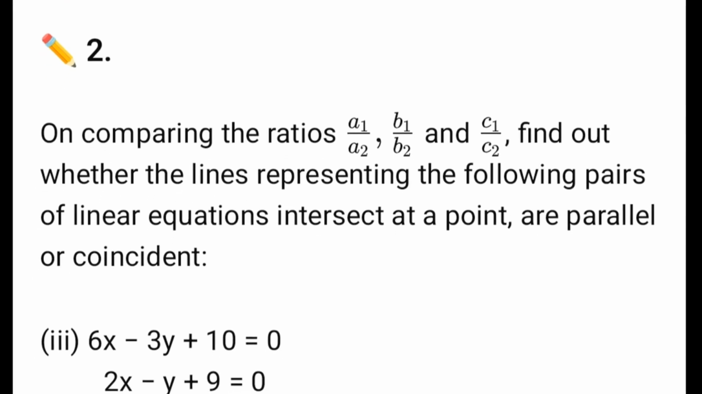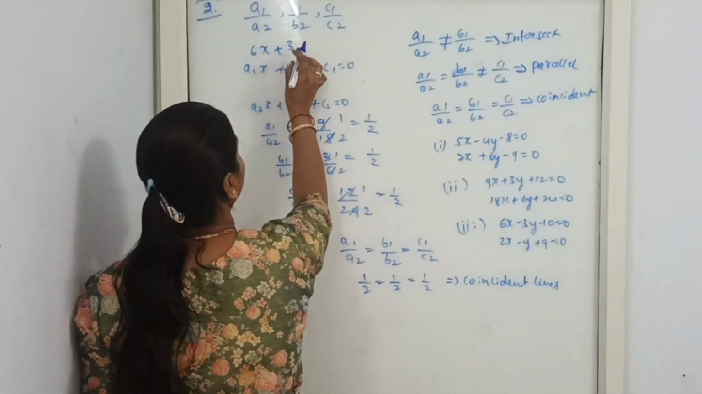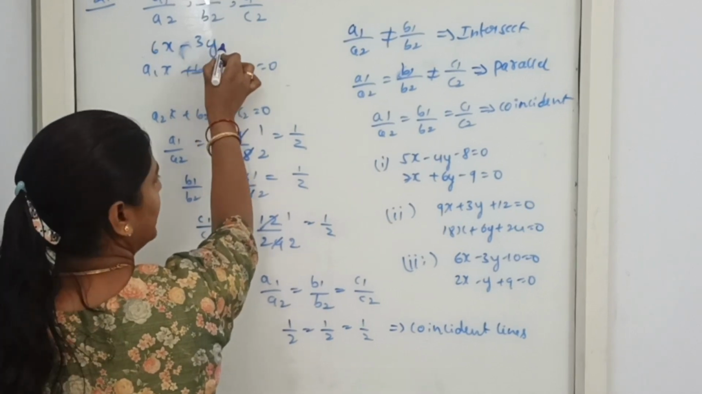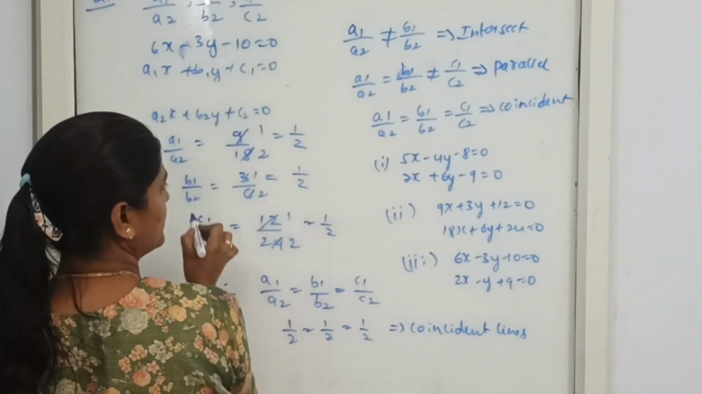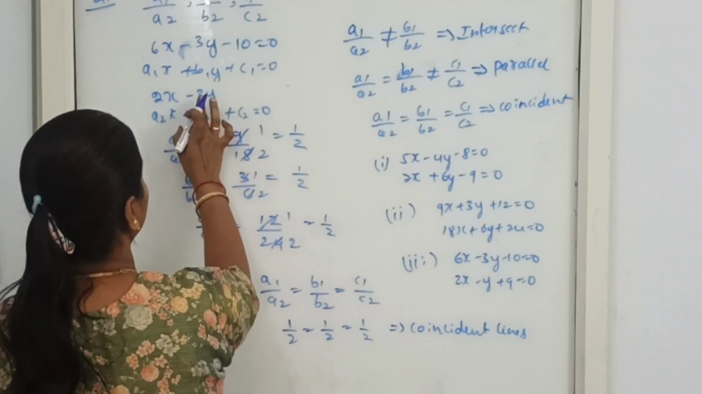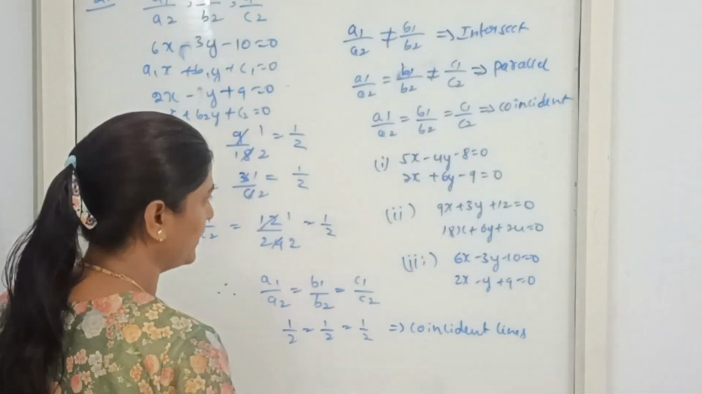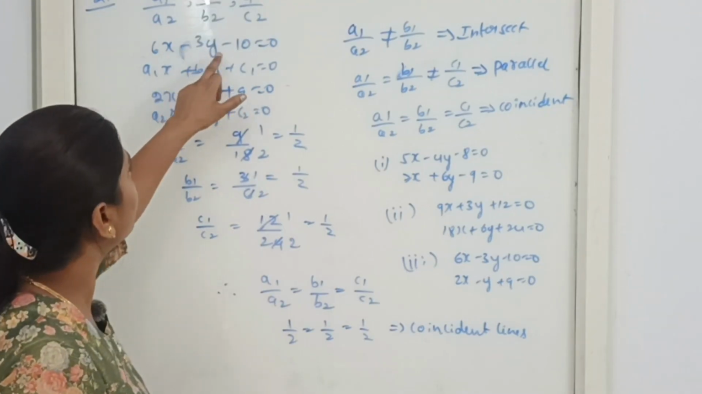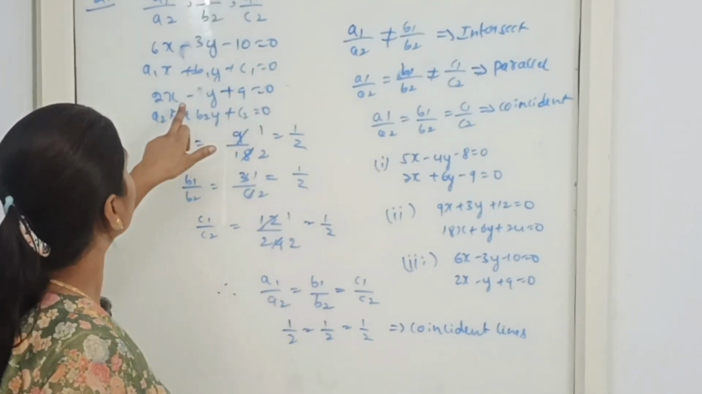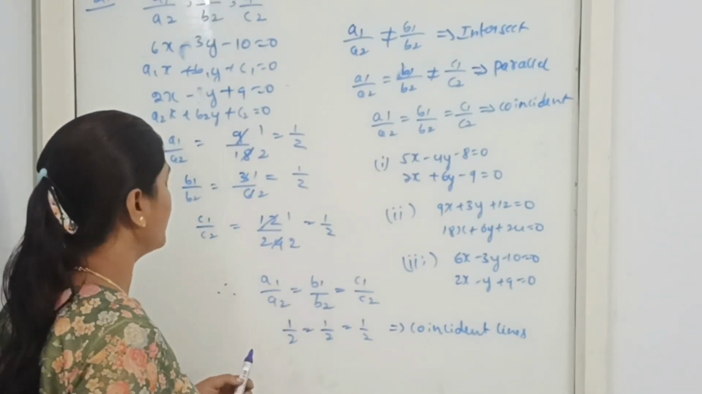Let us see the last one of this. One is 6x minus 3y minus 10 is equal to 0. 2x minus y plus 9 is equal to 0. Let us compare the ratio.